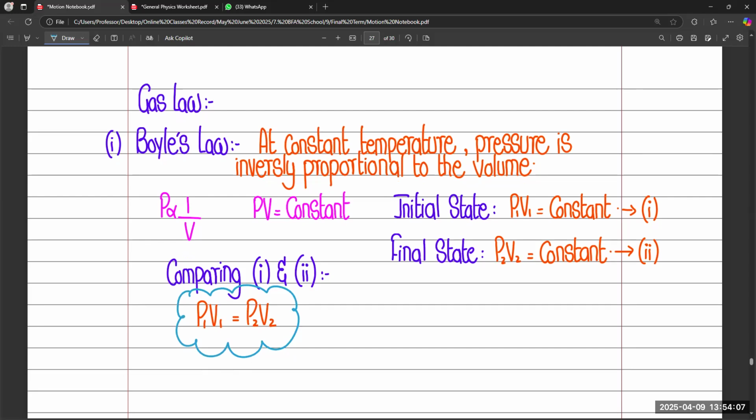Any confusion in this Boyle's law? Any confusion in the equation? Okay. So with the help of this equation, we can also find out pressure and volume at constant temperature in any situation given in the question.